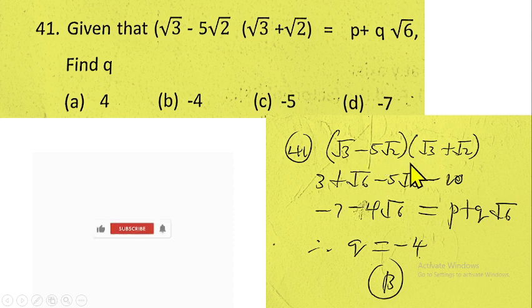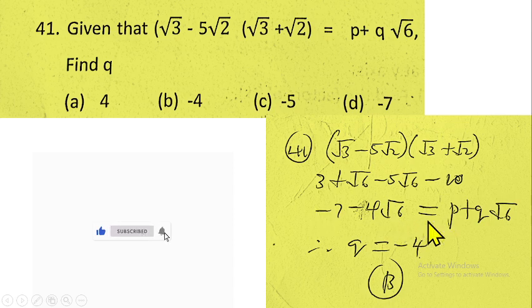Minus 5 root 2 times root 3 gives us minus 5 root 6. Then minus 5 root 2 times root 2. So root 2 times root 2 gives us 2, times minus 5, that gives us minus 10. If you collect like terms from there, minus 10 plus 3 gives us minus 7. Then root 6 minus 5 root 6, that is a ball minus 5 balls, that gives us minus 4 balls.